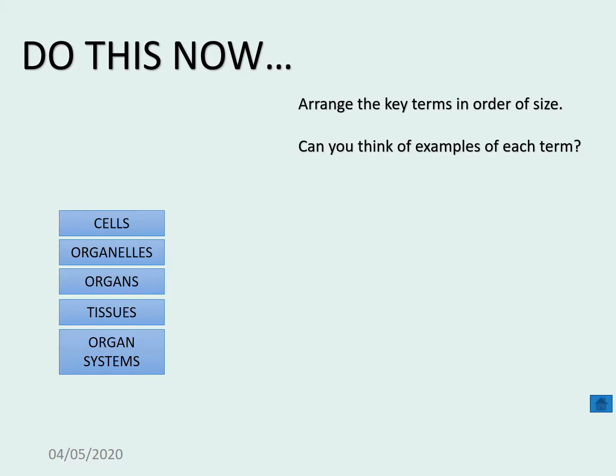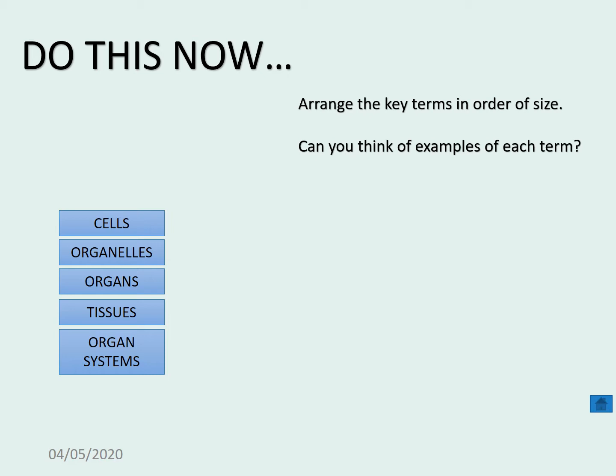So before we get going, something that should look familiar to you. On the left-hand side, we have got some different stages of organization in multicellular organisms: cells, organelles, organs, tissues, and organ systems. But they are not in the correct order. So can you put them into the correct order, going from smallest to largest? And for each one, can you give one example for each of them? So if you pause the video and do that now, please.